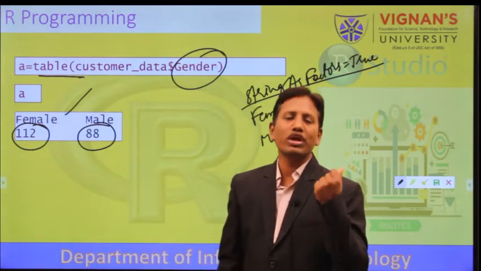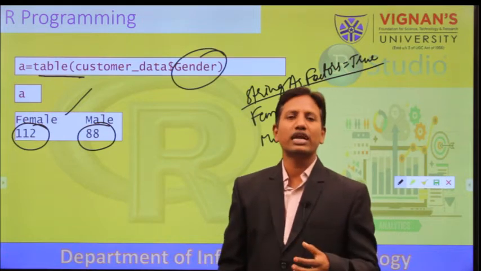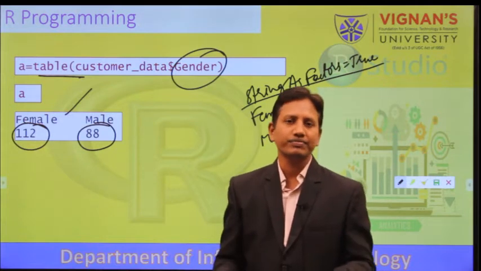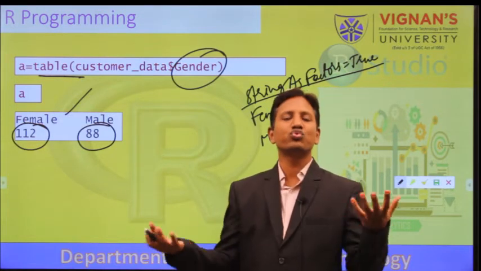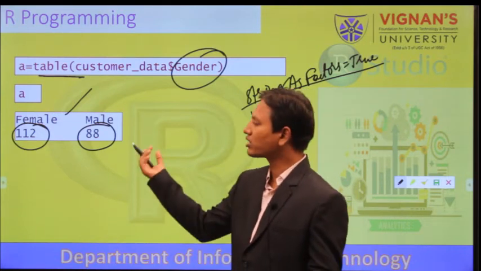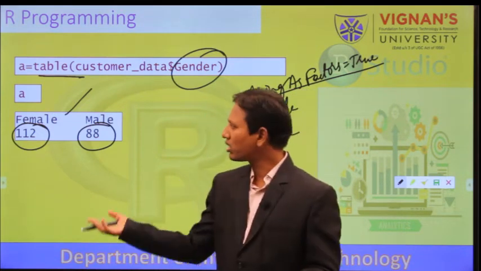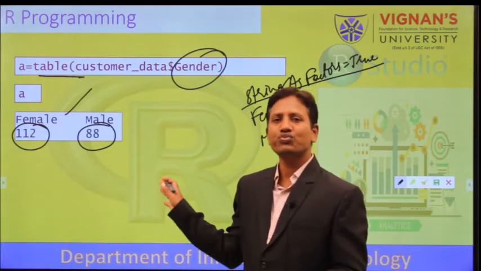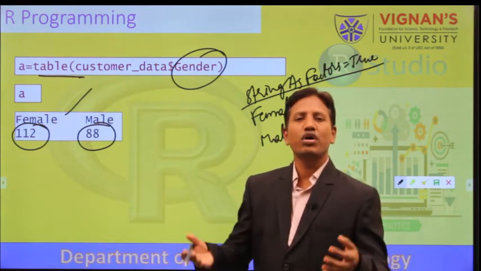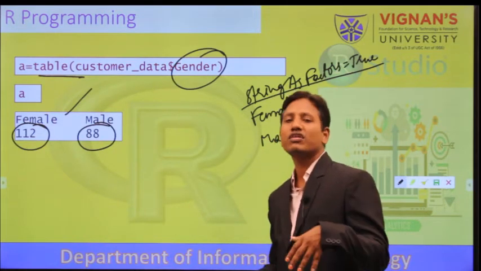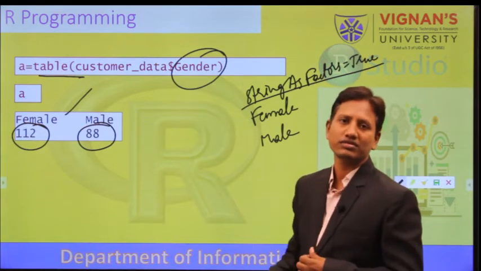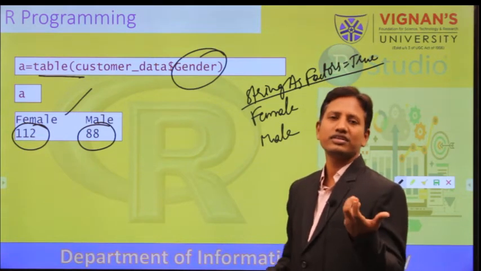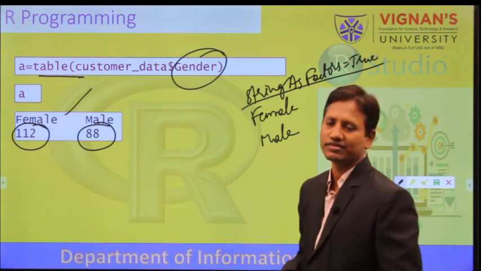So in a quick manner we can find out how many records there are, how many groups are there in the data. Our customers are divided into two groups quickly, and we have got the count that 112 people are female and 88 are male. So with this we can identify that more female customers are visiting our shop than male customers. This is one insight, and we can take some decisions based on this insight.